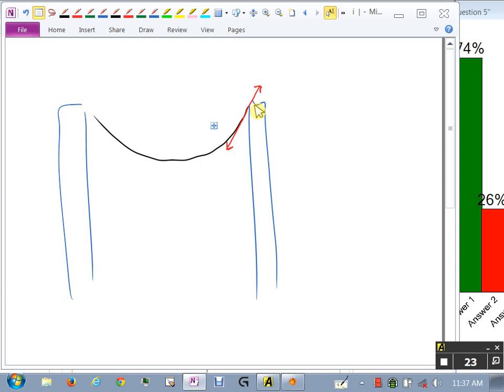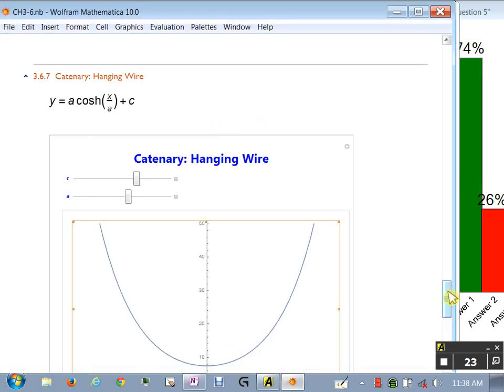Well, the function that you're taking the derivative of needs to be a function that models that wire, and it's not a quadratic. So that's just one example of why it would be important for us to understand these functions.